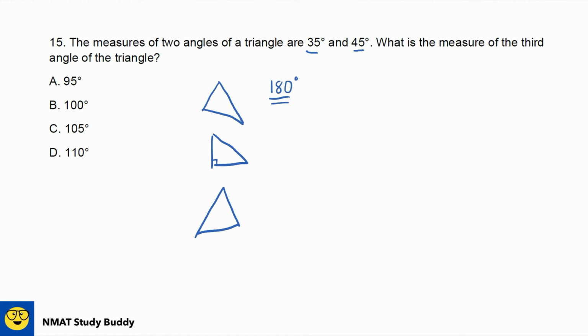Don't forget. So, since given na tayo ng 35 degrees and 45 degrees, isusubtract na lang natin yan to 180 degrees. So, yung solution natin for this one is 180 degrees minus 35 degrees minus 45 degrees. So, yung makukuha natin dyan kapag sinolve nyo is 100 degrees. So, yung sagot natin is letter B.